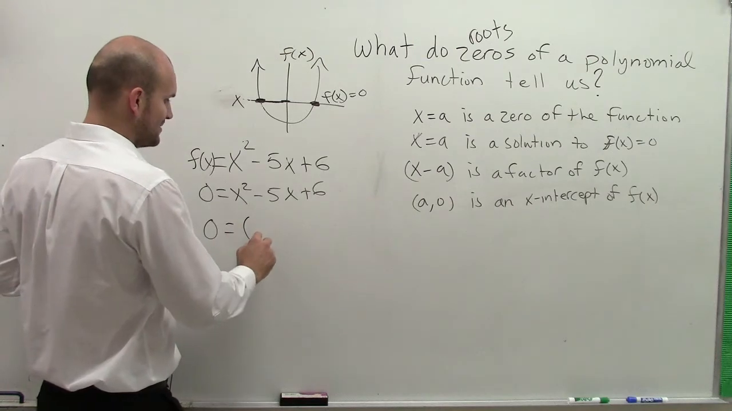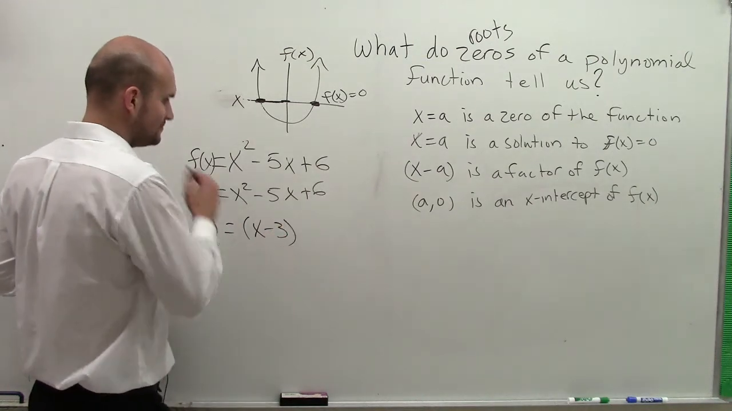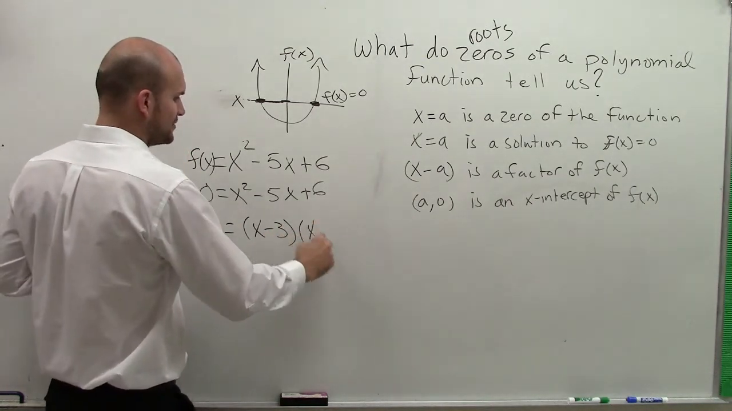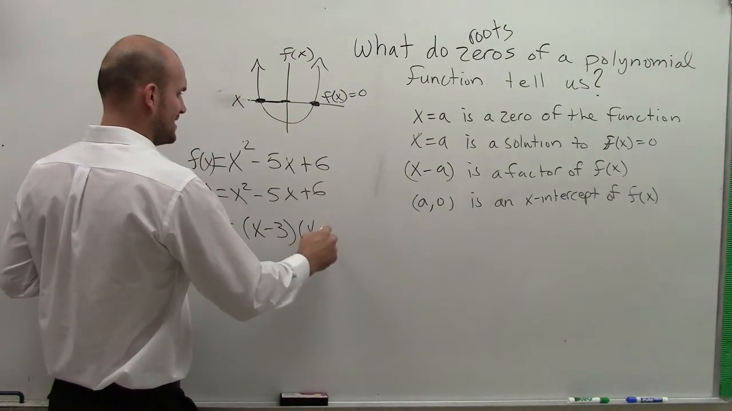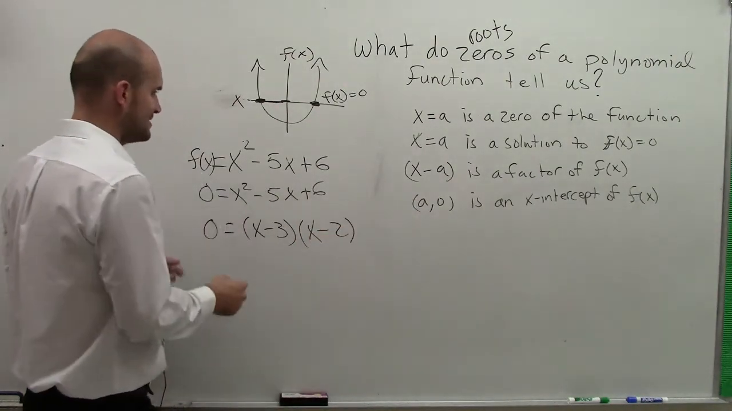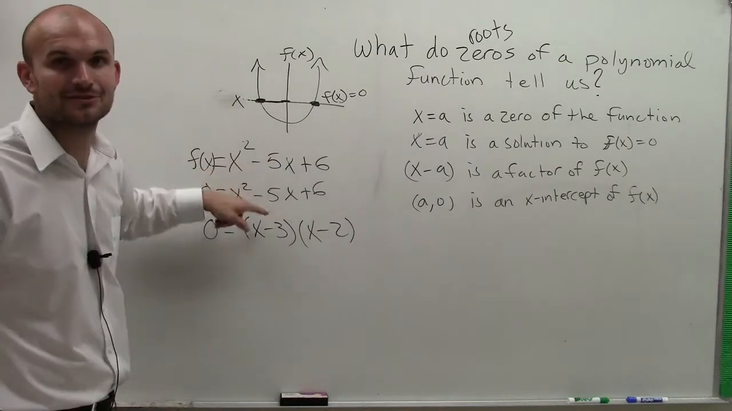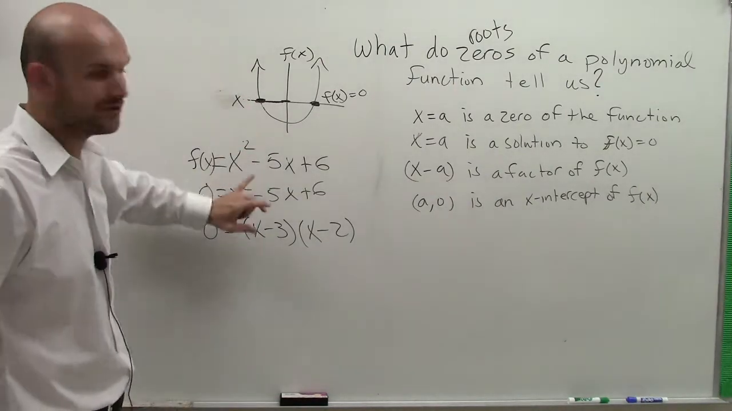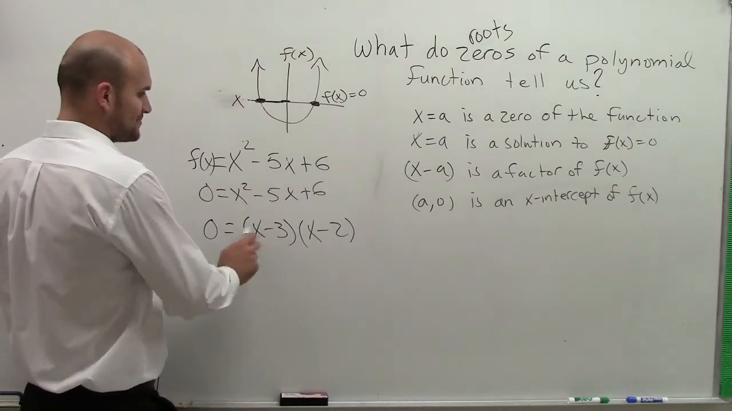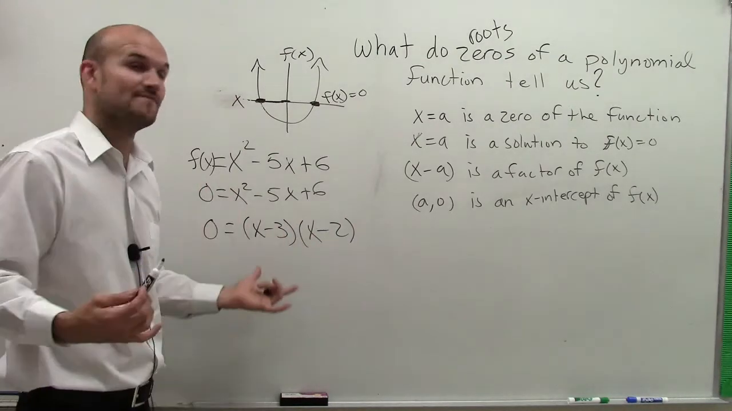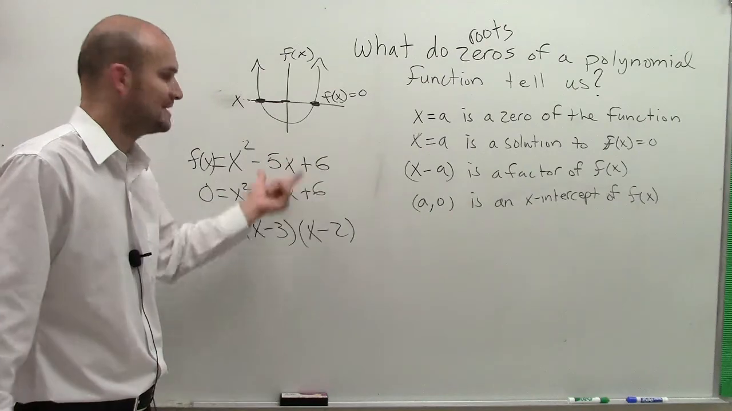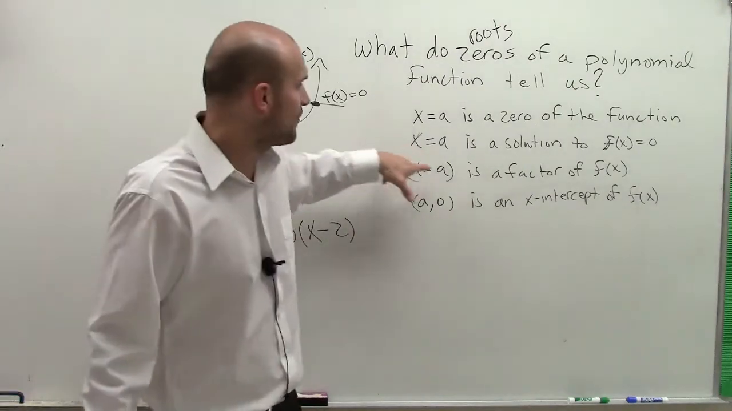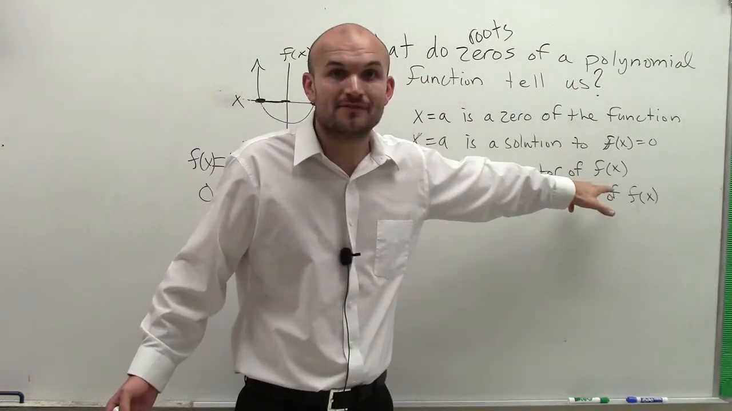But we factor this, and we get x minus 3 and then x minus 2. This graph does not resemble this equation, I'm just making this stuff up. So anyways, we get these two factors. We call them factors because both of these multiply to give us this polynomial. So therefore, x minus a is a factor of f of x.